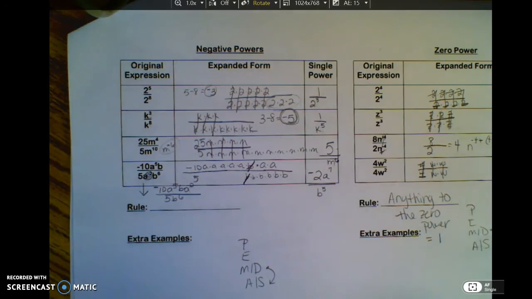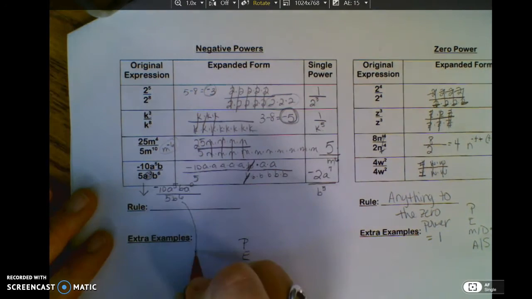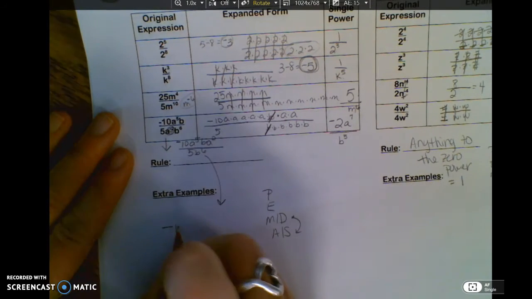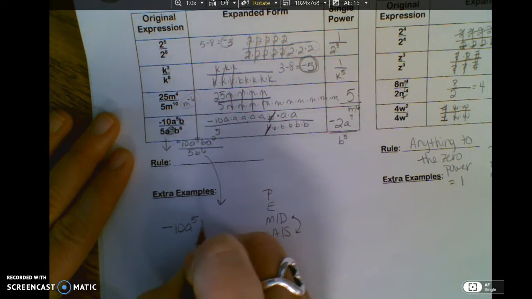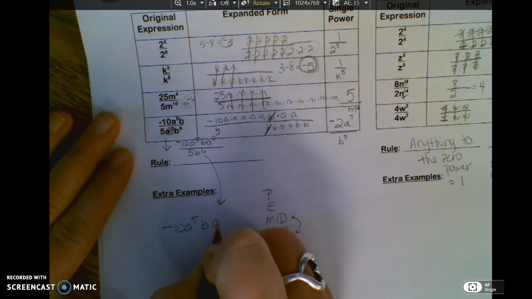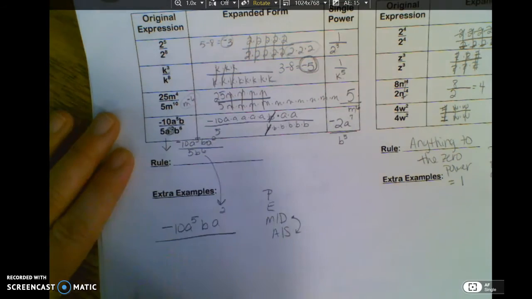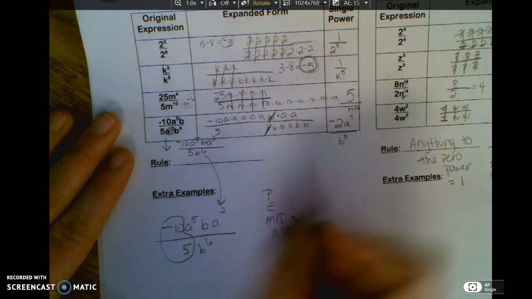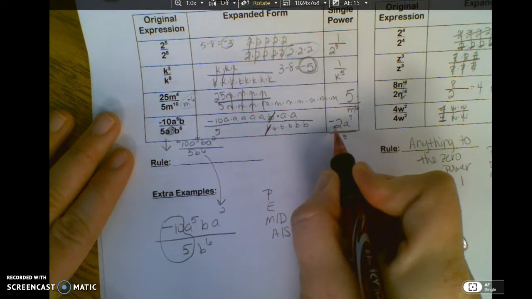Now, if I had done this problem from the beginning, I'm going to write it down again down here. Negative 10, a to the 5th, b. Then I brought my a squared up because it was negative. B to the 6th. Sorry, I had a 5. When I do the division, these are not exponents. That's where I get negative 2.